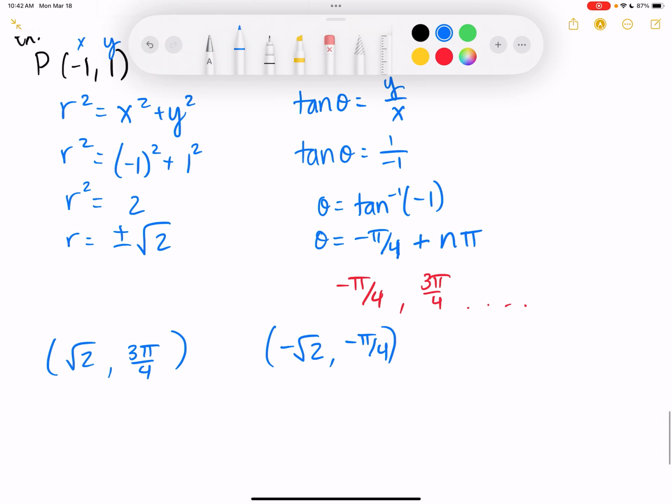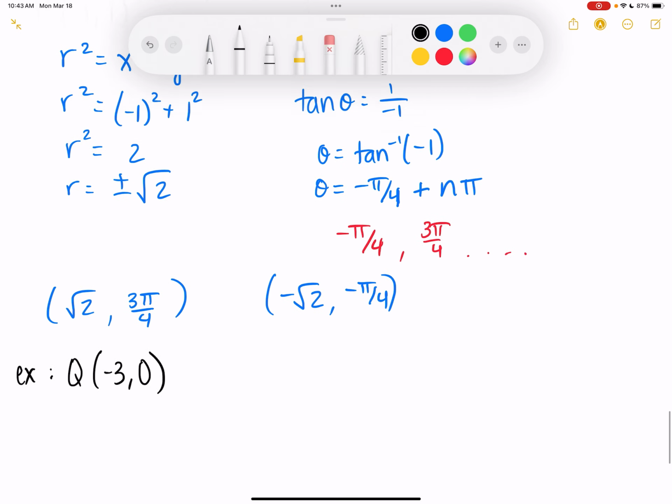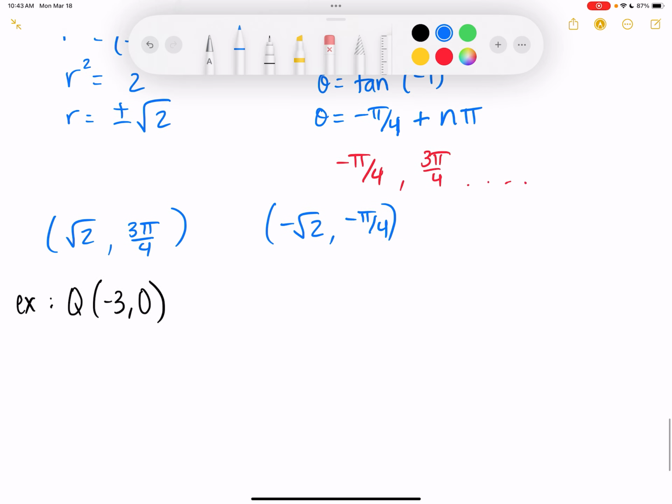But so let's look at one where either x or y is 0. So let's have the point, we'll just call it Q this time, -3, 0. So that means x is -3, y is 0. So r squared is equal to -3 squared plus 0 squared. So r squared is 9. So then r would be equal to what? Plus or minus 3.